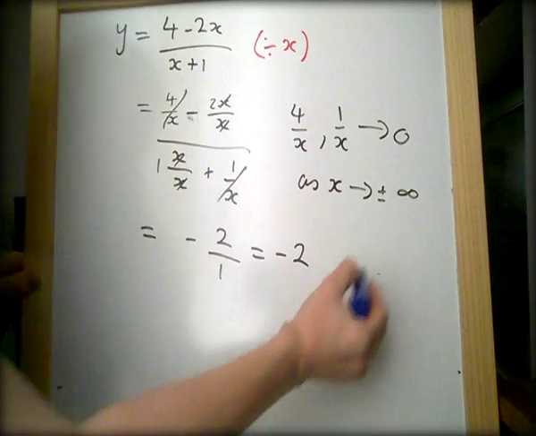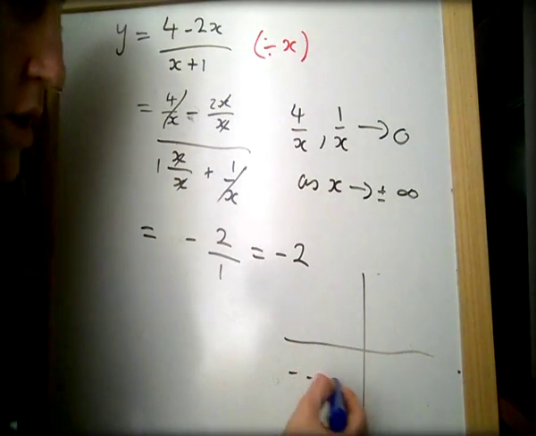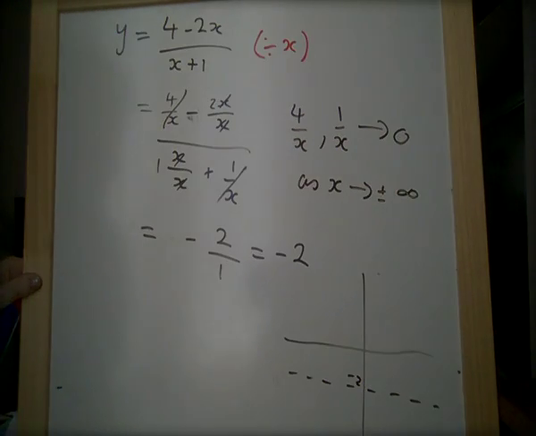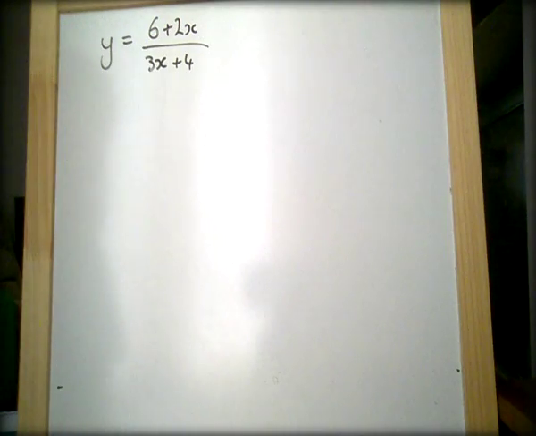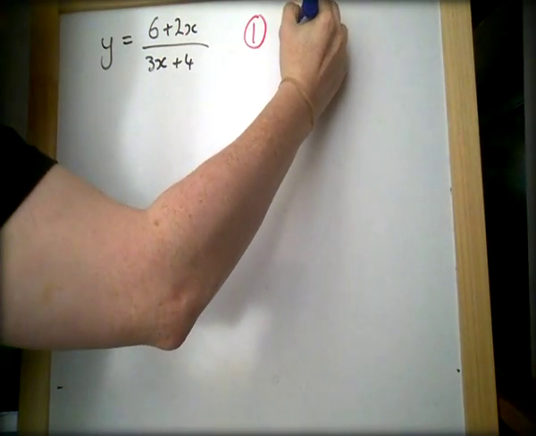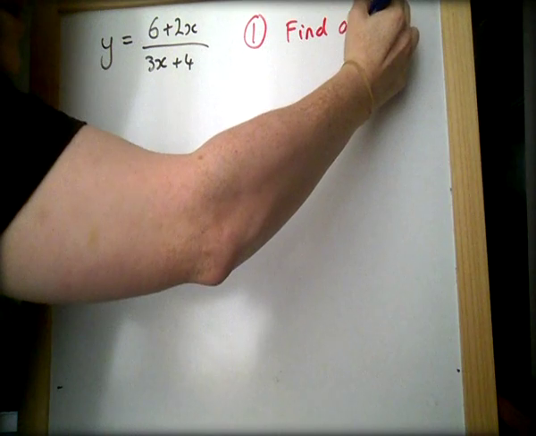So that tells me that when I'm going to sketch, I'm going to draw my horizontal asymptote at minus 2. Right, we're going to refer back to the question I used earlier, and we're going to sketch this graph completely. So our step 1, which we're going to look at now, is you find asymptotes.